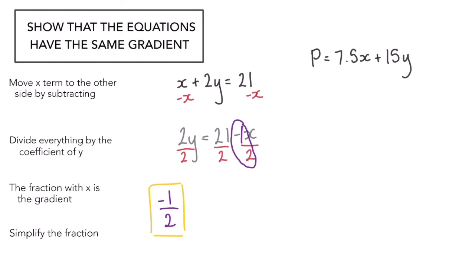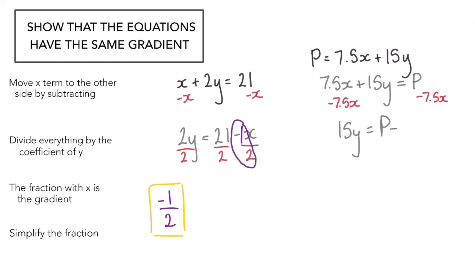That's my first gradient. My second equation, I'm just going to swap the sides just to make it a little bit easier to follow the process. Cool. I'm going to subtract 7.5x from both sides. I've got 15y equals p minus 7.5x. Divide everything by 15. And then the fraction that I want is this, negative 7.5 over 15.